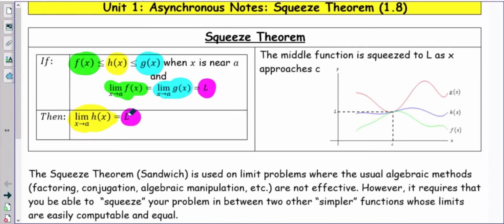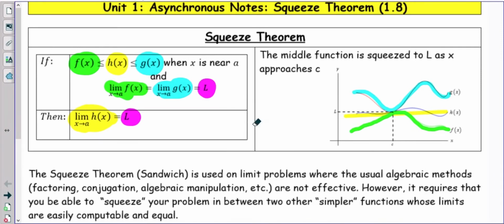So let's take a look and see what the squeeze theorem looks like on a graph. Over here on the right, my graph of f of x is down here, and it just needs to be the bottom function. Then h is in the middle. So h could look like anything, but it has to be in the middle. And then my upper function is g of x. And again, it could look like anything, but it needs to be up top.